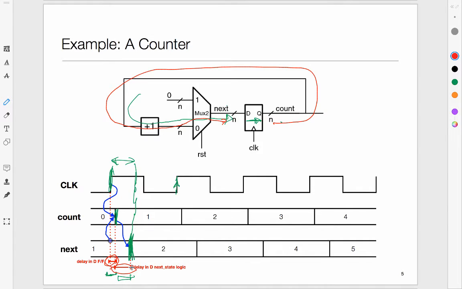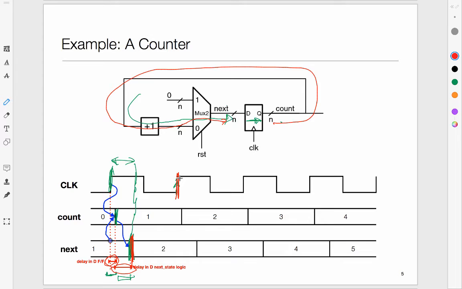So by the time the next value is ready, some time would have passed. Now in this example, it's okay. The next value is ready out here, and my clock tick does not come until that point, so that's fine. But if we were aggressive on our clock cycle, if we made our clock cycle faster, then we can run into trouble.